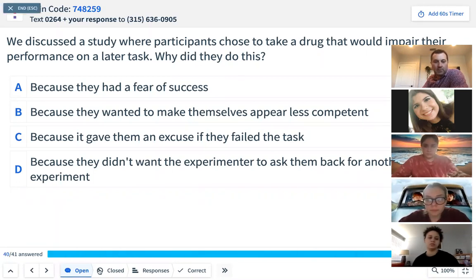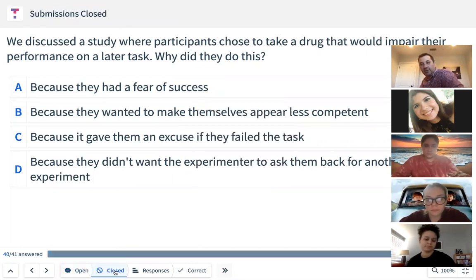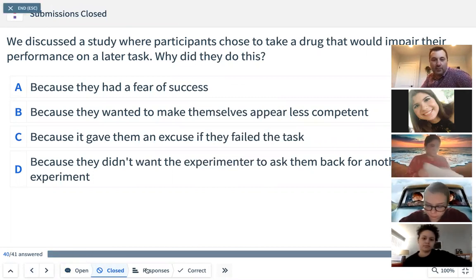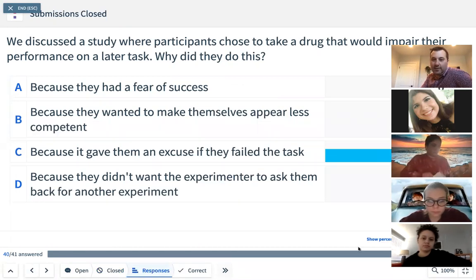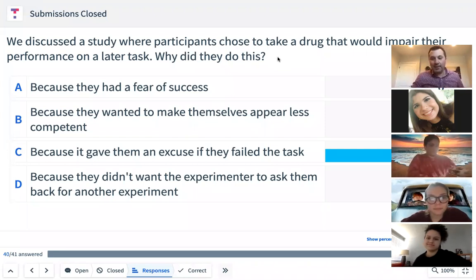3, 2, 1. Okay, so as we saw, we talked about this in relation to self-handicapping, and the reason why people self-handicap is because it gives them an excuse if they later fail the task, which makes C the correct answer, and you guys aced it. Perfect. Okay, so just do that on the exam and things will be great in this class then.